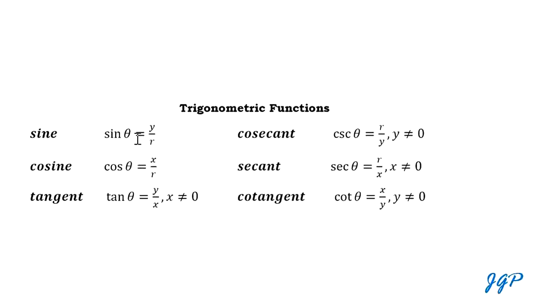For the sine theta, we have y over r. For the cosine theta, we have x over r. For the tangent theta, we have y over x, wherein x should not be equal to 0. And itong tatlo naman, inverse lang nitong tatlo. So let's start.